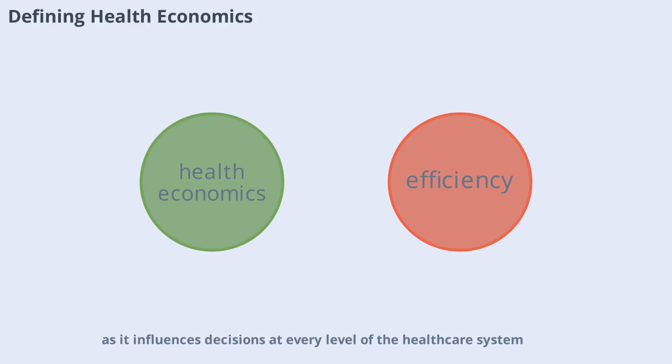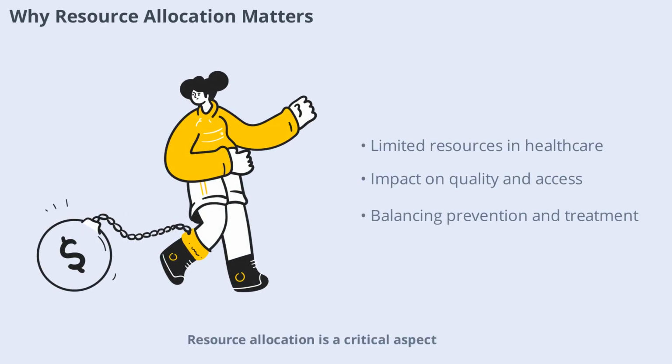the healthcare system. Resource allocation is a critical aspect of health economics because resources like money, medical staff, and equipment are limited. Deciding how to distribute these resources can affect the quality and accessibility of healthcare. For example, should more funds go to preventive care or to treating chronic diseases? These decisions have real-world consequences for patients and communities. Effective resource allocation ensures that the greatest health benefits are achieved with the available resources. It also helps reduce waste and improve overall system performance, making healthcare more sustainable.